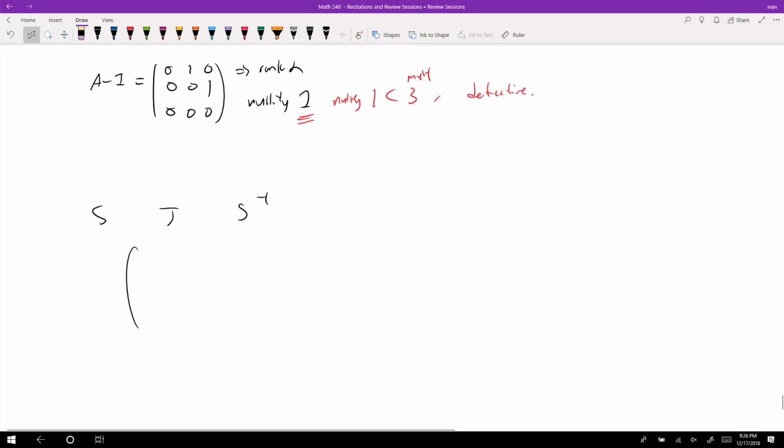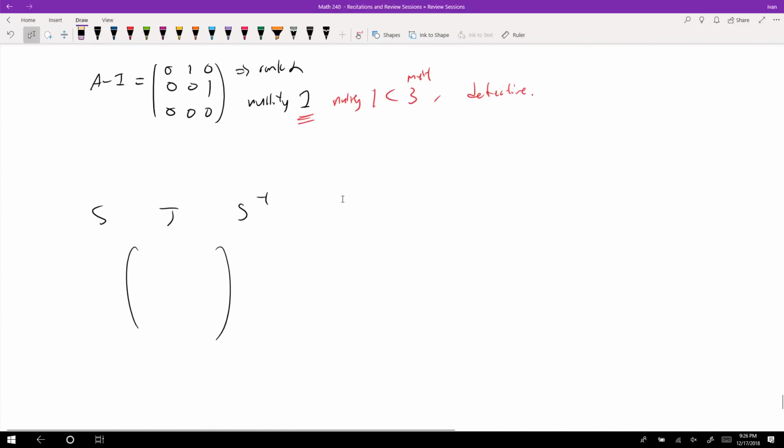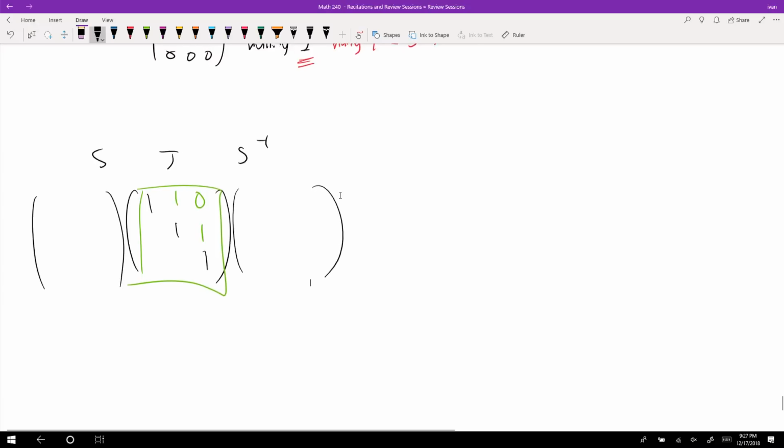here's J. What's on the diagonal of J? The eigenvalue, right? So in this case, it's just 1, 3 times. Okay, so 1, 1, 1. So there's only one block, which means that I have to fill in that block with the ones. So there's my Jordan block. So now there's S and there's S inverse. Okay?